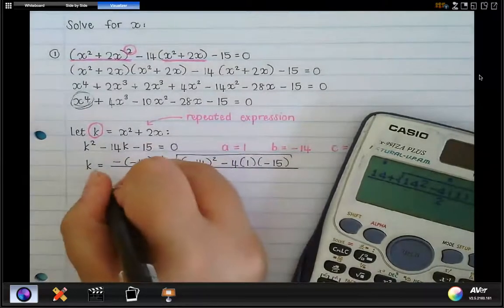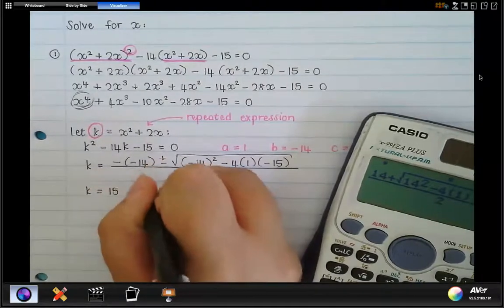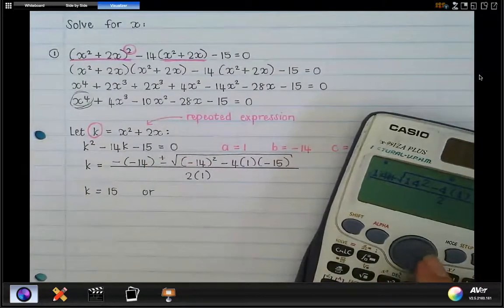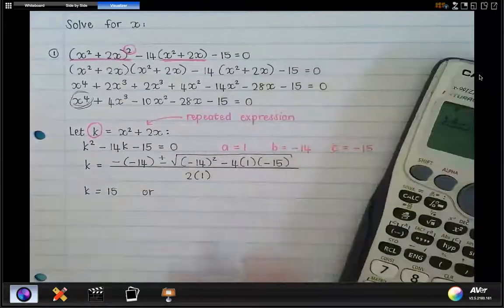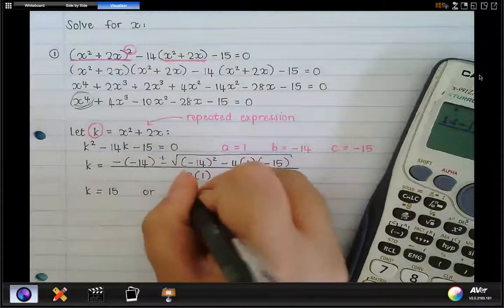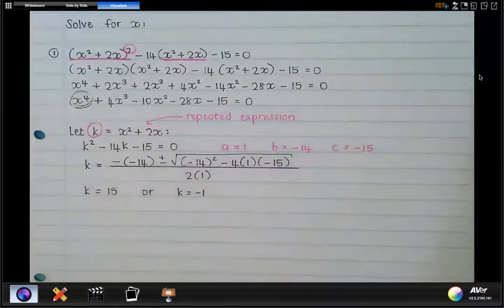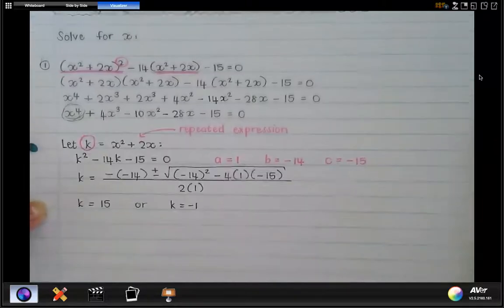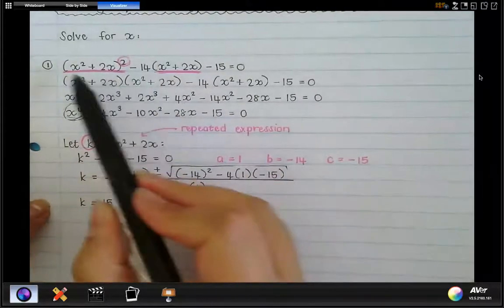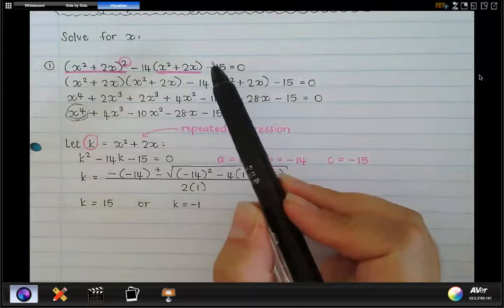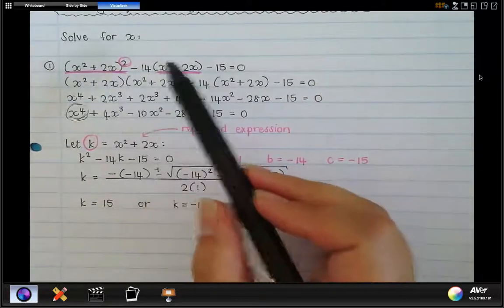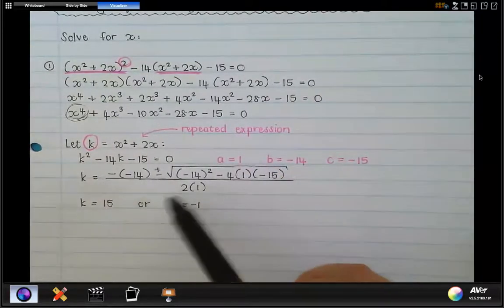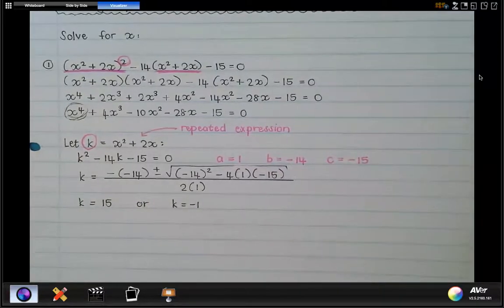So for one answer, we're getting k is 15, or if we use the arrow to go to that plus and change it to minus, we're getting that k is negative 1. So now we've solved for k. We found two values for k. But guys, this question is asking us to solve for x. Remember, there was no k in the original equation. We introduced k. So we have two answers here that actually aren't answers to the actual thing that we want to do.